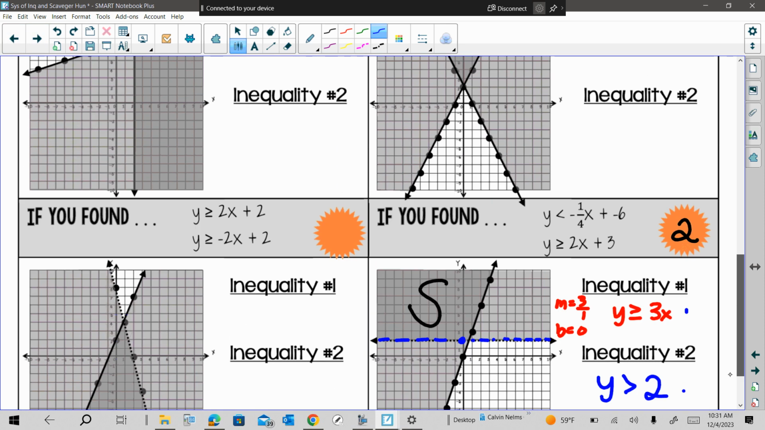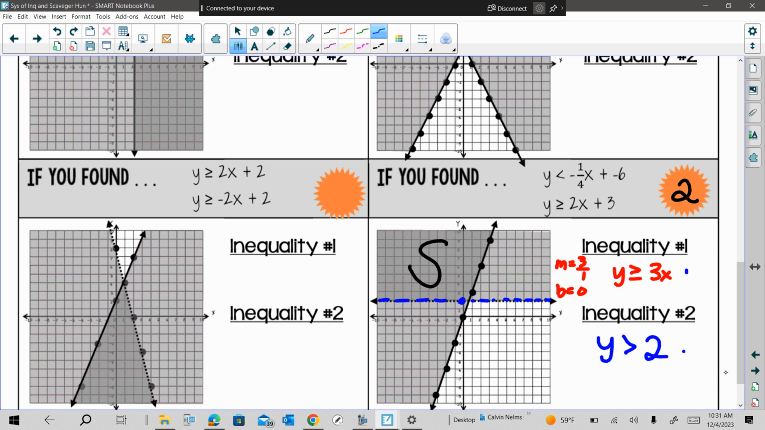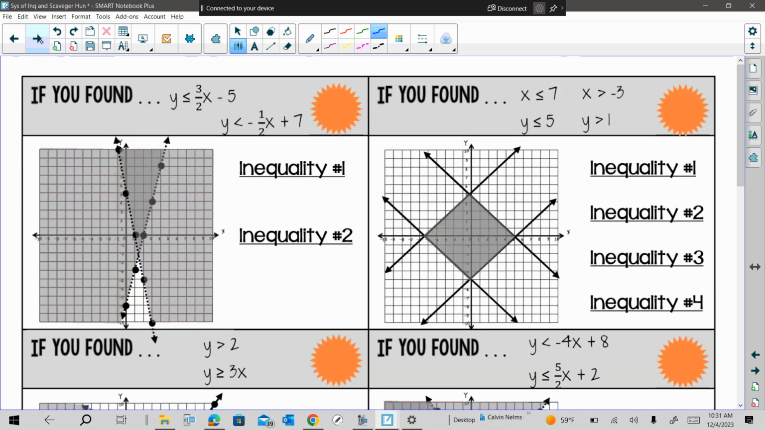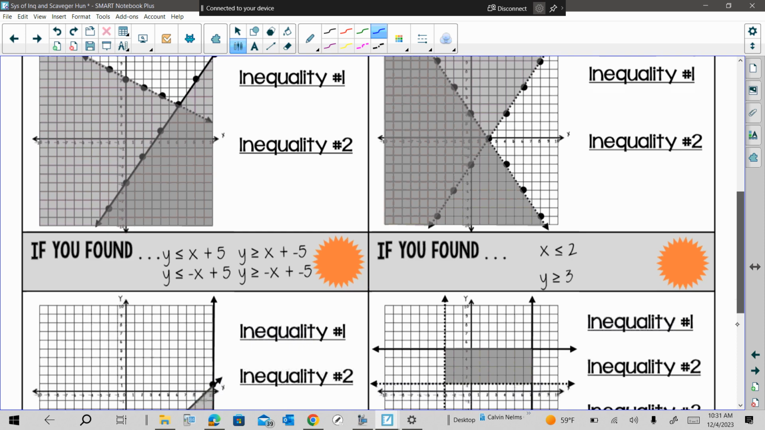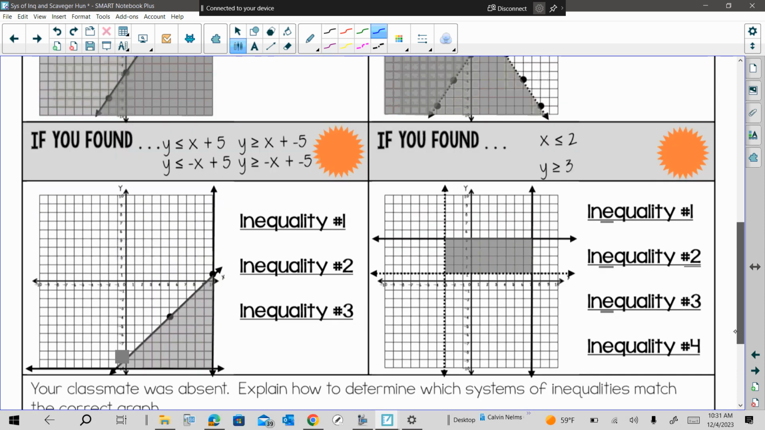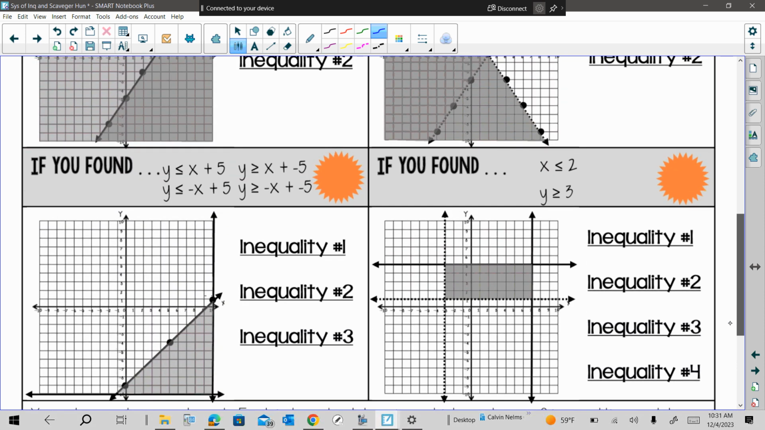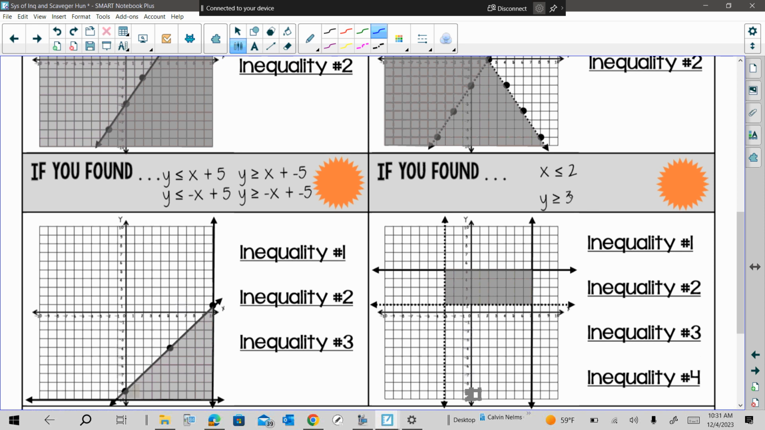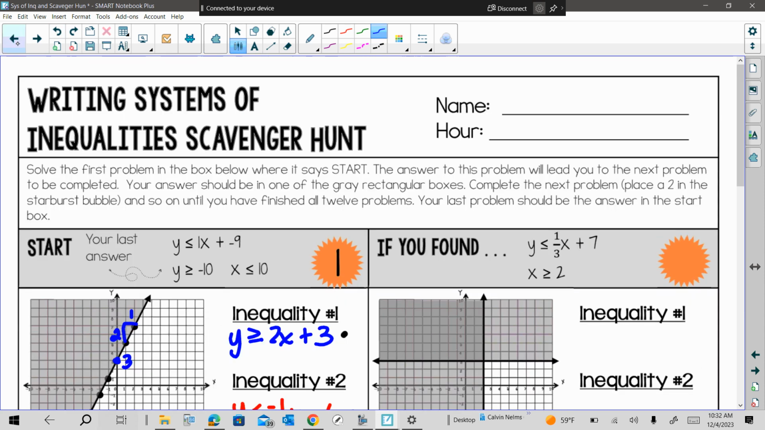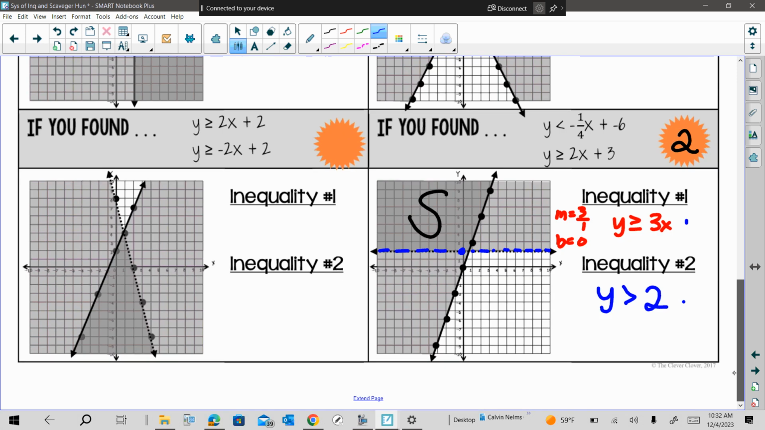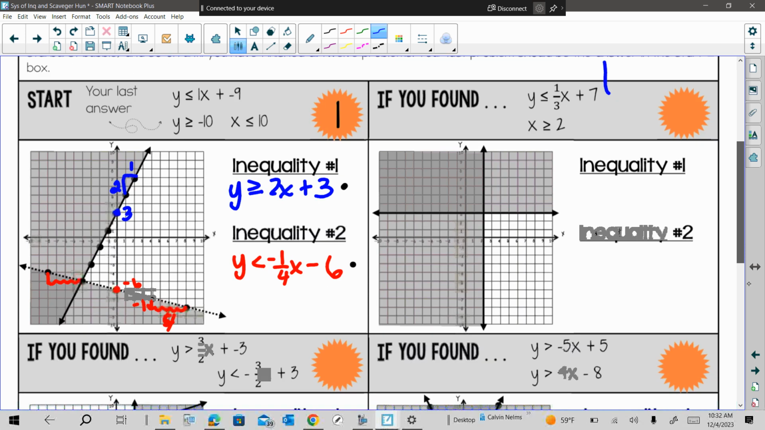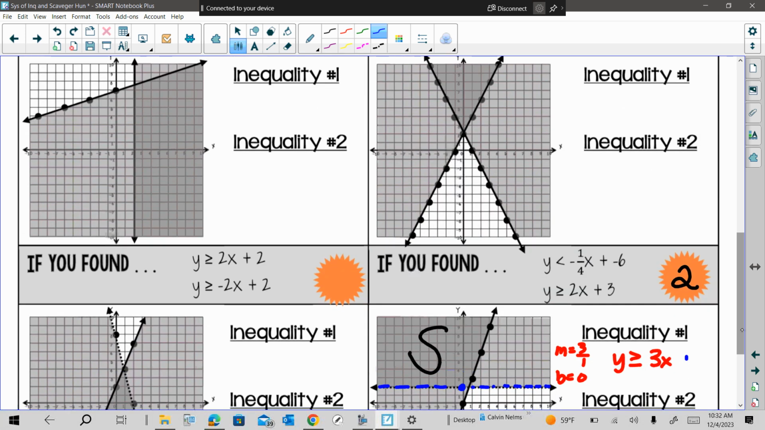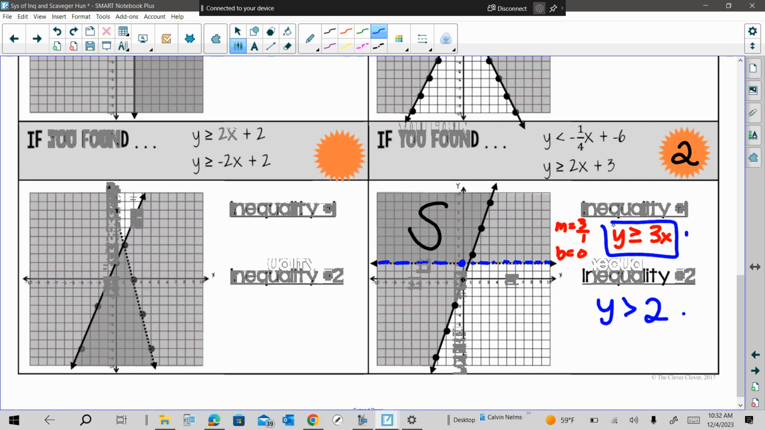Did anybody find it? At the bottom? No, that's not right, because we don't have an x equals. That's not in our equation. They're both y's. Yeah, sorry. Guys, I think these were both y's. Yeah, they are. This one and this one.